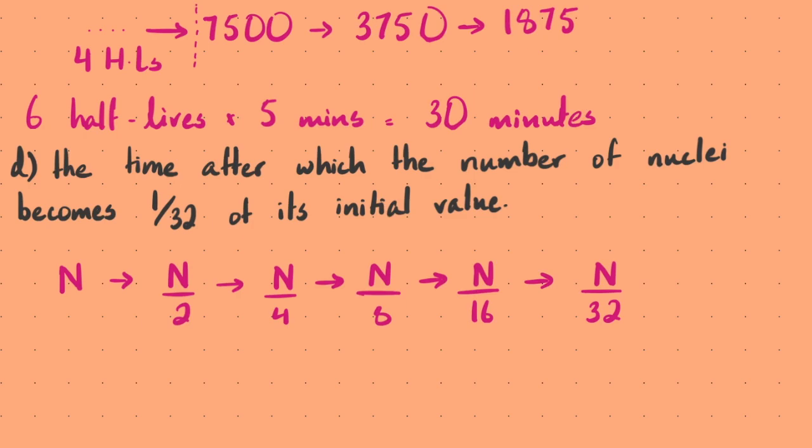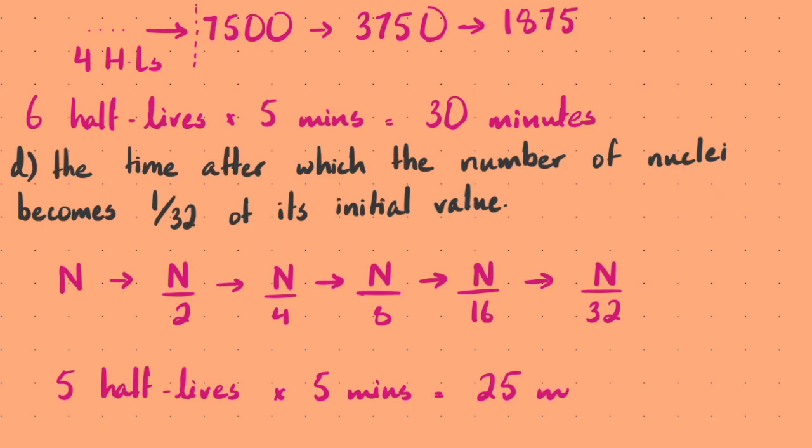So in this case, if I do this calculation, how many half-lives have passed? Again, we start counting: 1, 2, 3, 4, 5 half-lives have passed. So again, 5 half-lives. Each half-life is 5 minutes. So this gives us 25 minutes.